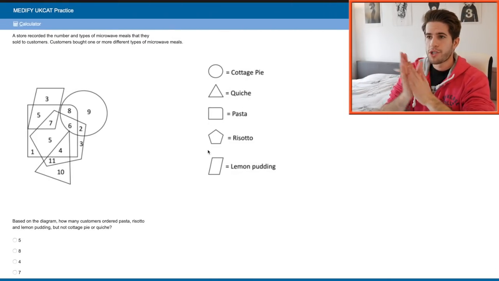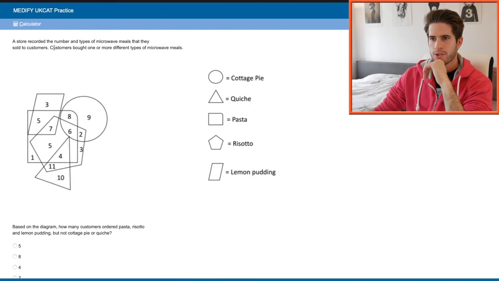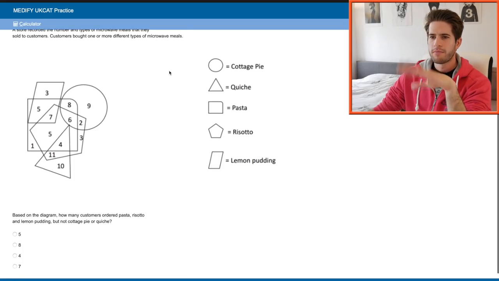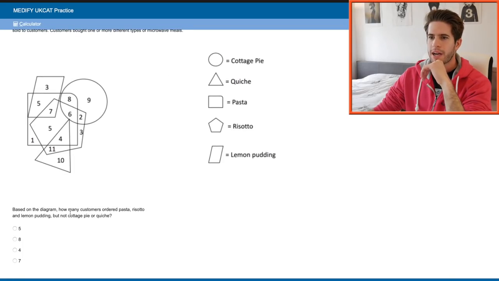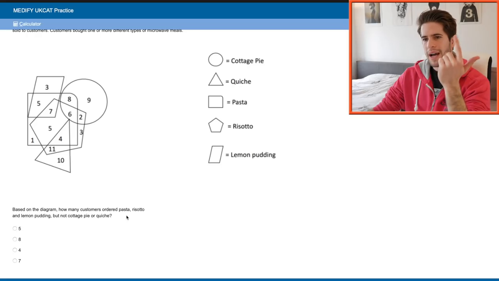Another Venn diagram question, our favorite here on YouTube. A store recorded the number of types of microwave meals they sold to customers. I told myself I didn't want to read the paragraph. Moving on to the questions. Based on the diagram, how many customers ordered pasta, risotto, and lemon pudding, but not cottage pie or quiche? All right. One step at a time.